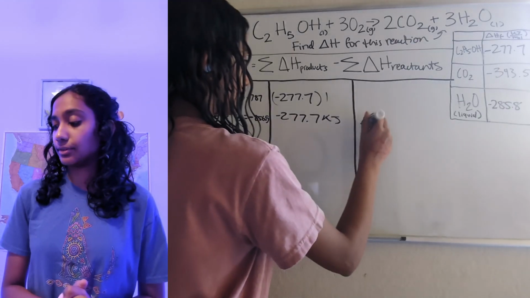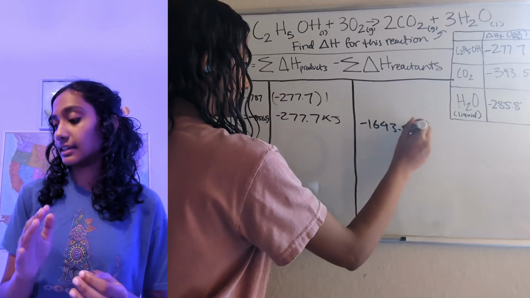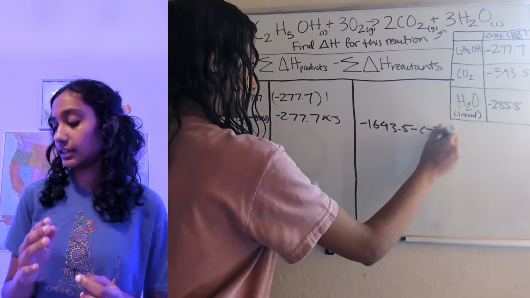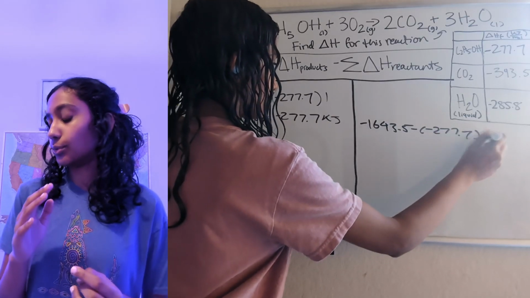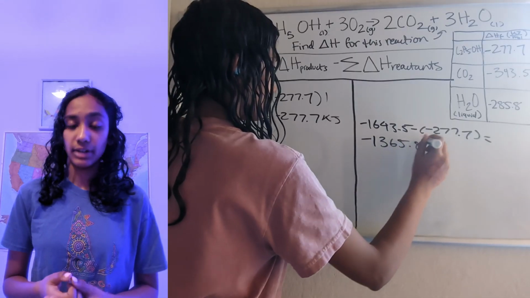Negative 1643.5 minus negative 277.7 gives us negative 1,365.8 kilojoules per mole of reaction.